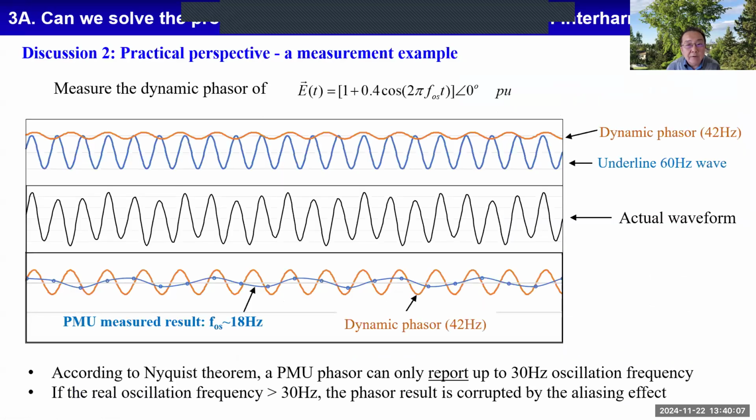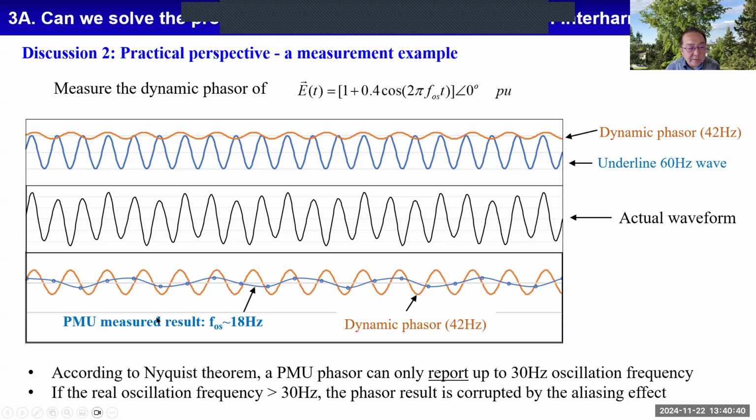Now, another example I want to show is the practical perspective. The previous one was a theoretical perspective. Let's measure: can we measure a dynamic phasor properly? Let's assume we have a very dynamic phasor magnitude. This time, I put 42 hertz here in the phasor model. So basically, this is the magnitude of the phasor on the underlying 60 hertz wave. I multiply them together, and it becomes the actual waveform.